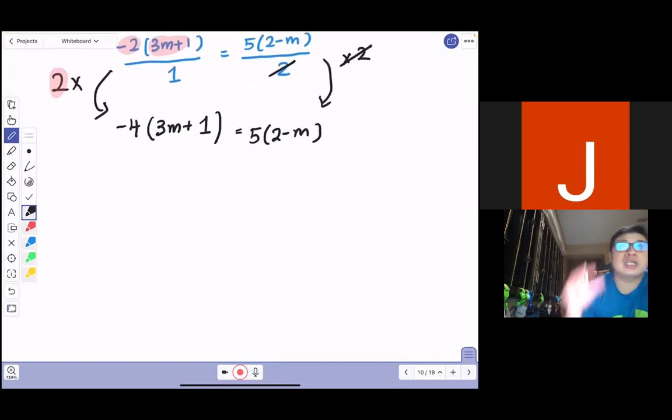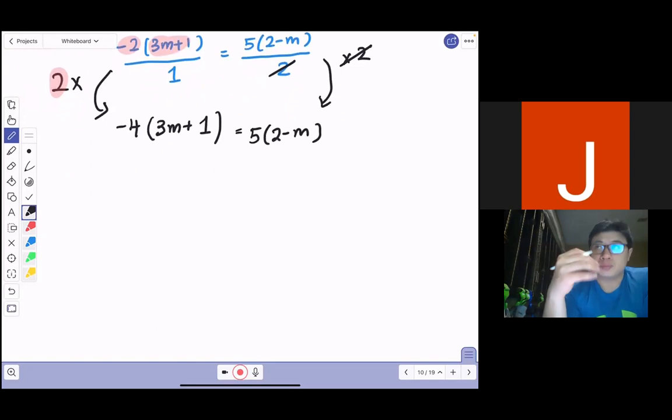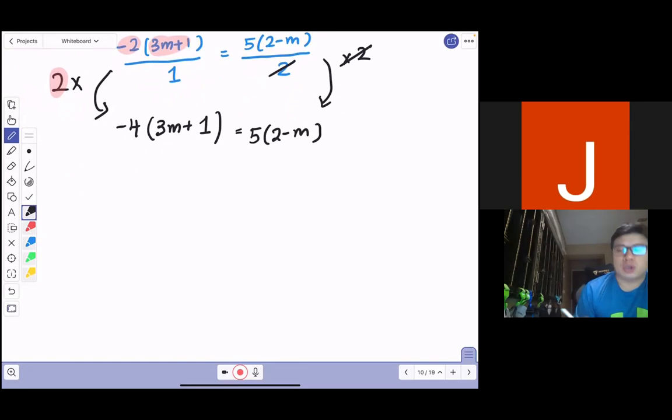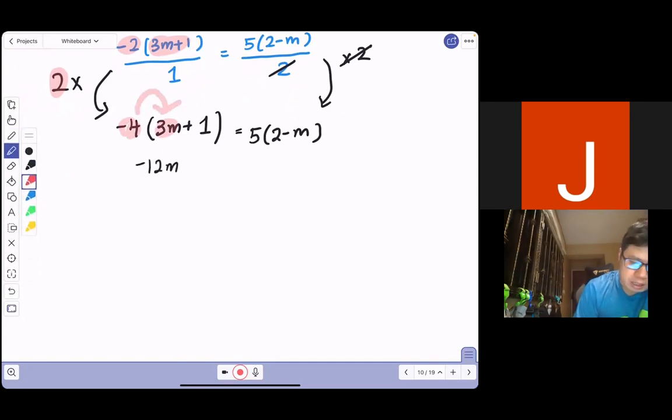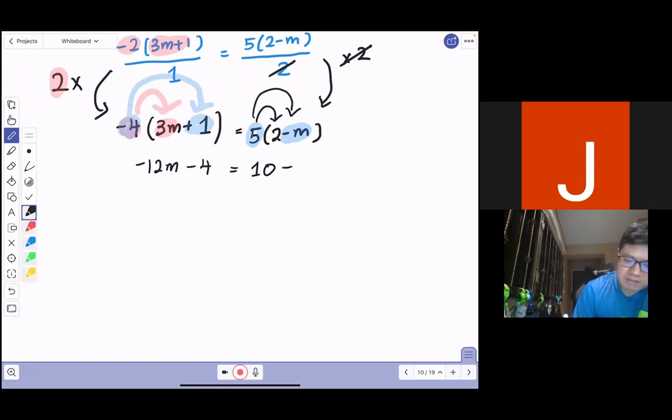Okay. Now in this position, what we do next is we expand the brackets. So in order for us to solve for m, negative 4 and 3m, now putting them together, that gives me negative 12m. Negative 4 to positive 1, negative 4 times positive 1, that gives me negative 4. Positive 5 to 2, that gives me 10. Now positive 5 to negative m, that will give me negative 5m.